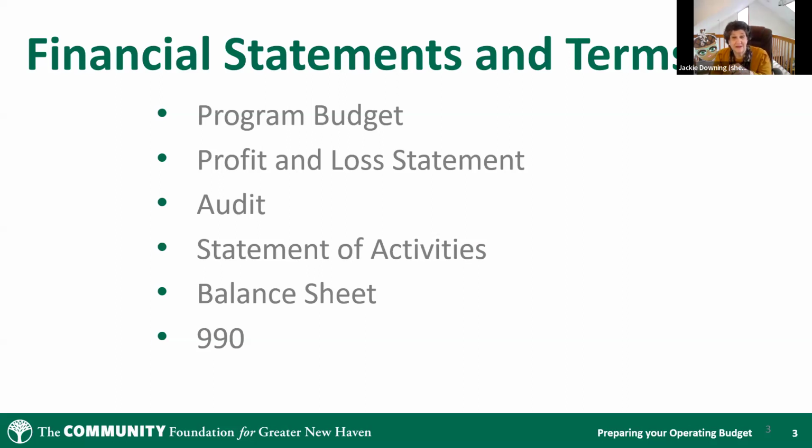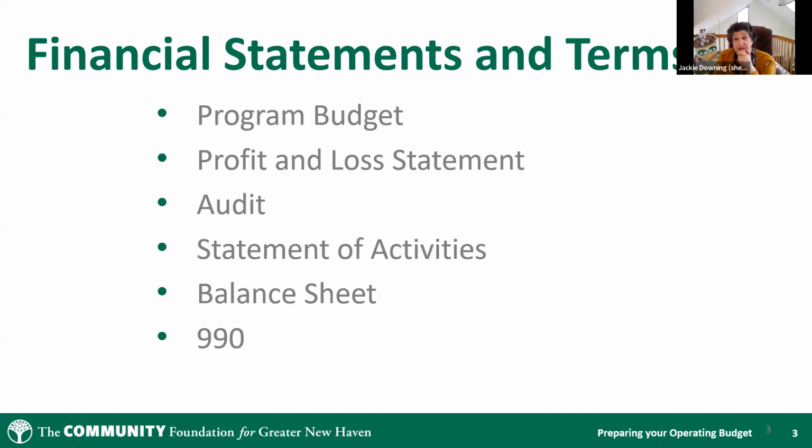The profit and loss statement. This is based on your operating budget. You look at it at the end of the year, and it could be monitoring as you go along during the year to see, are we on track with our budget? Did we bring in as much as we thought we would? And did we spend more than we thought? So the profit and loss is where you are in the year, look at the year-end activities based on your operating budget. The audit is something that you have an outside CPA do.